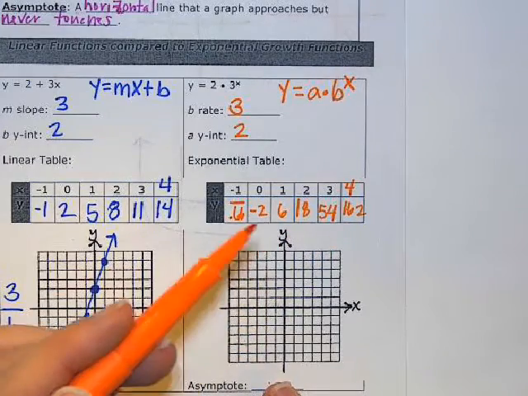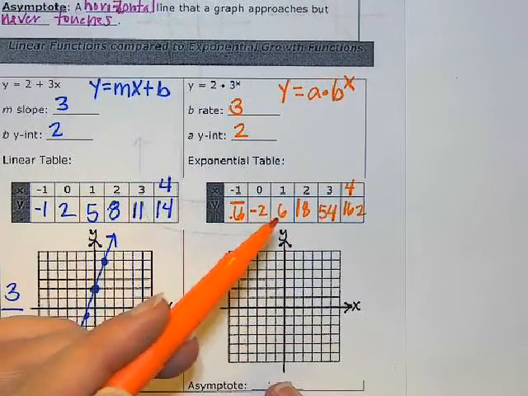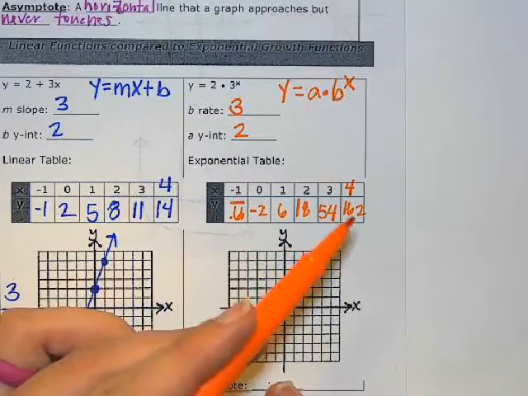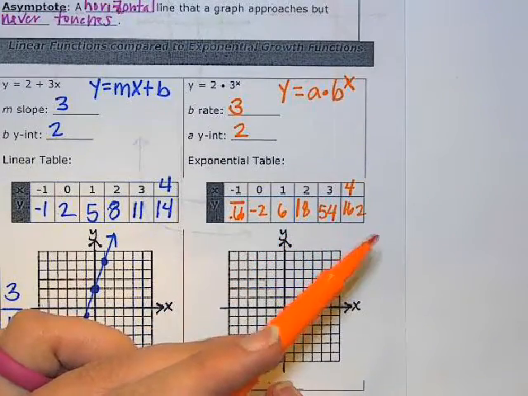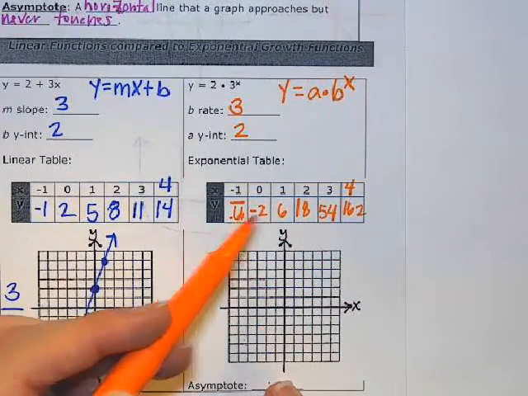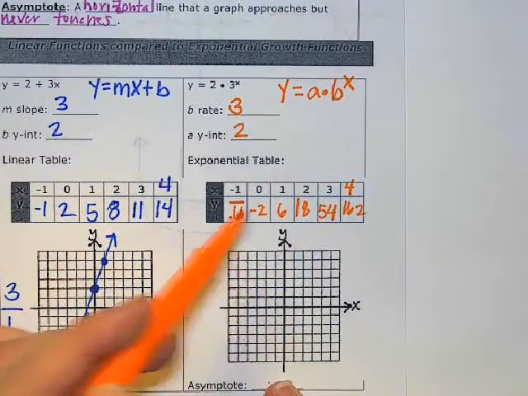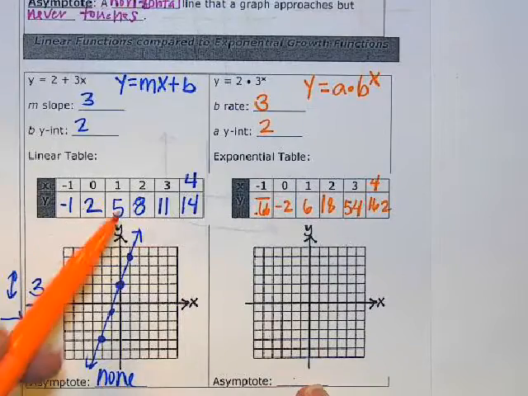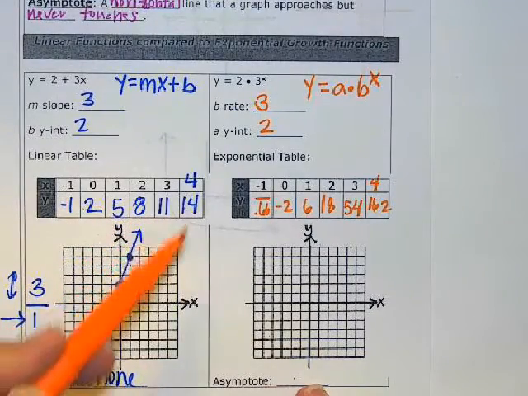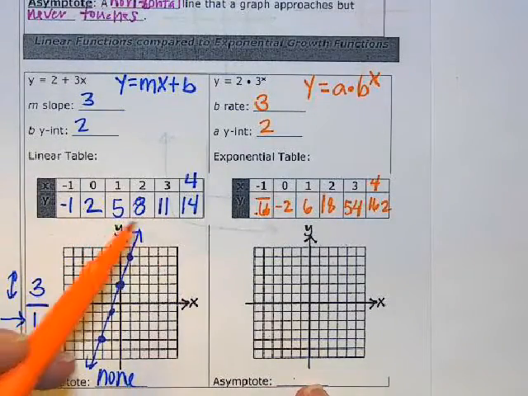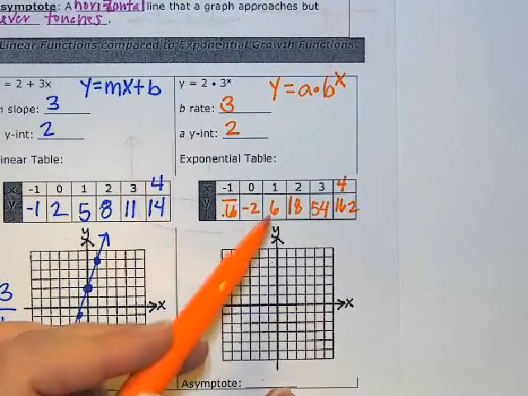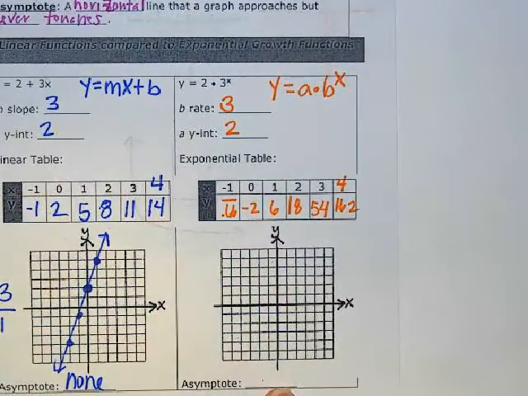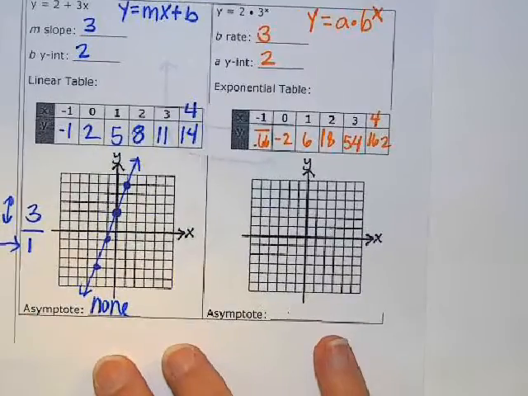Notice how fast and quickly these y's get really, really big. Does that make sense? It goes from 0.66 to 162 in 4 jumps. These are steady. It's steadily getting bigger each jump. These are jumping really, really quickly. So now we're going to graph this.